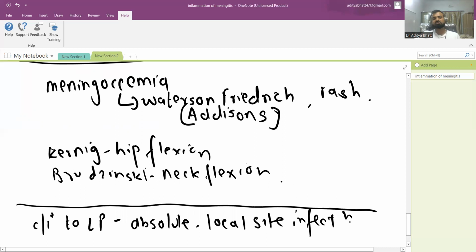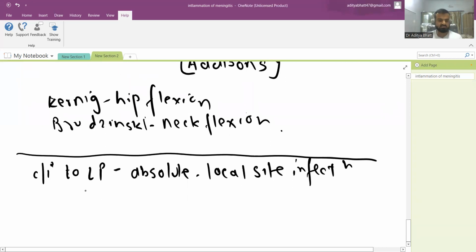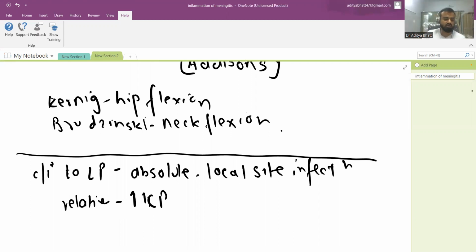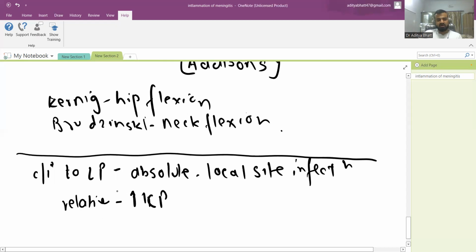Okay. So this should not be there, and there are relative contraindications. So what are relative contraindications? Relative ones are increased ICP, but in this you can do something known as a guarded LP. If you do a guarded LP, you might decrease the chance of herniation of the brain. The other relative contraindication for these patients is thrombocytopenia less than 20,000. So this is another contraindication for lumbar puncture.